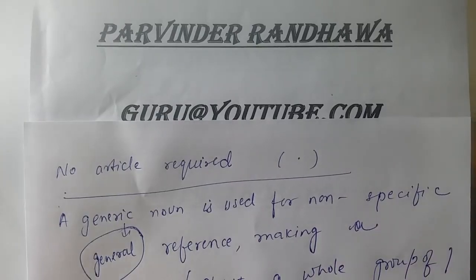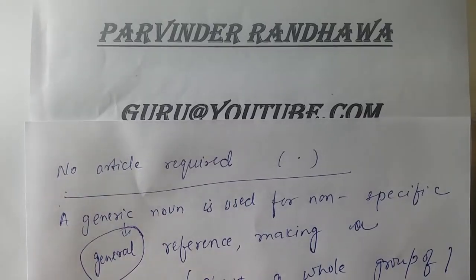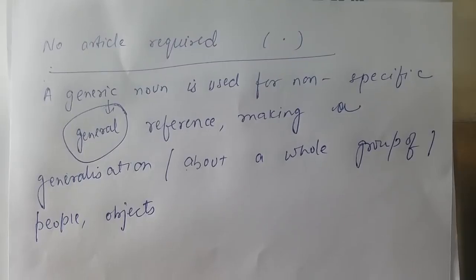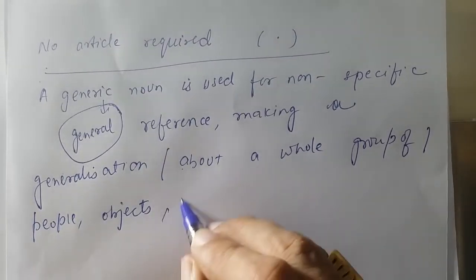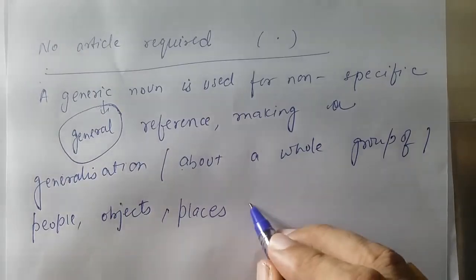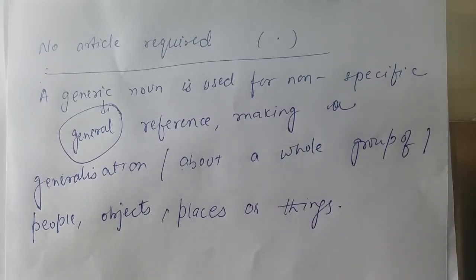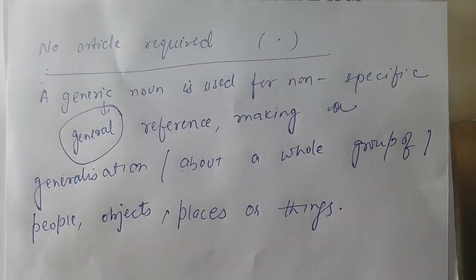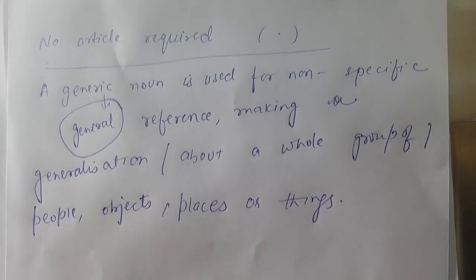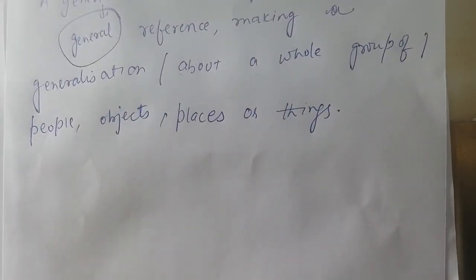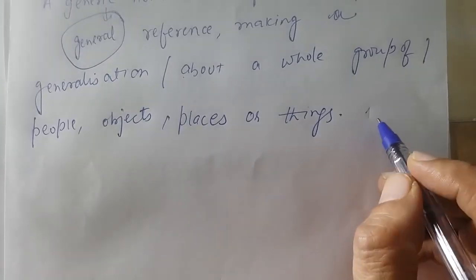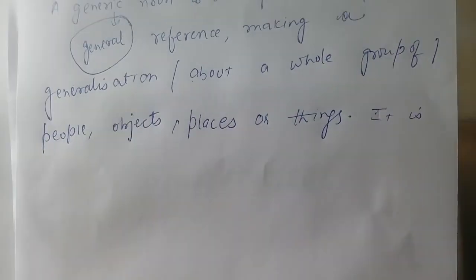Now please check from here, the tip starts about a whole group of people, objects, places or things. So this is the definition of generic noun, right? It is related to a whole group of people, objects, places or things. So there is no article required in front of them, right?